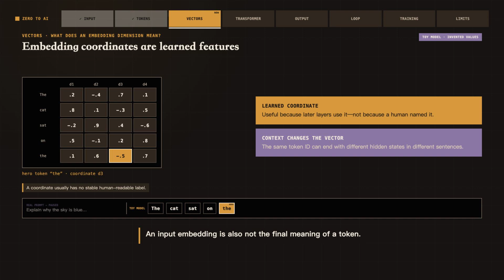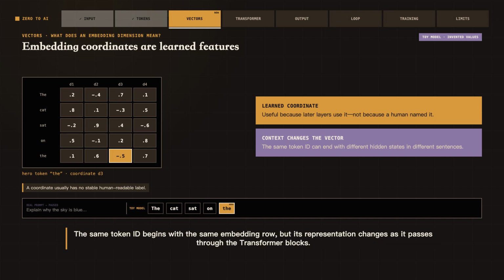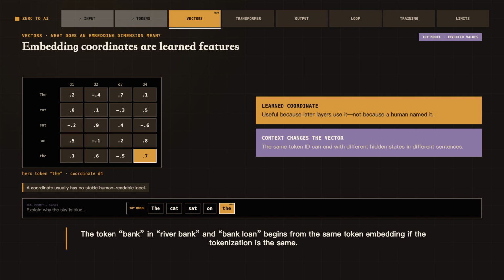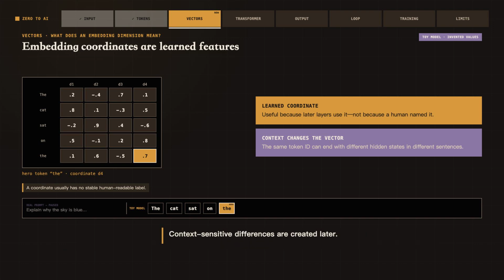An input embedding is also not the final meaning of a token. The same token ID begins with the same embedding row, but its representation changes as it passes through the transformer blocks. The token bank in riverbank and bank loan begins from the same token embedding if the tokenization is the same. Context-sensitive differences are created later.